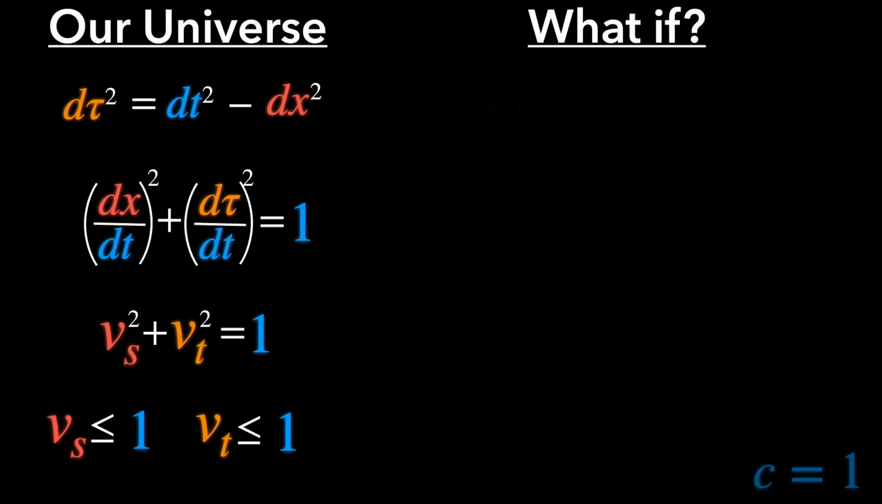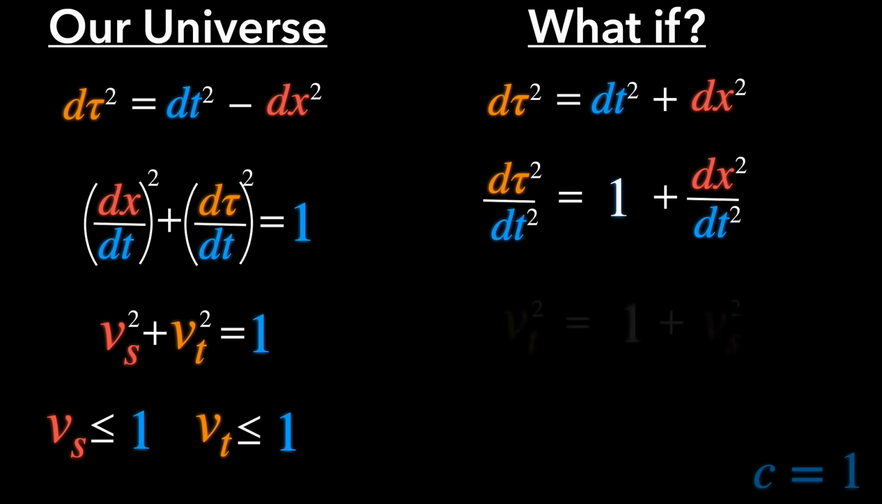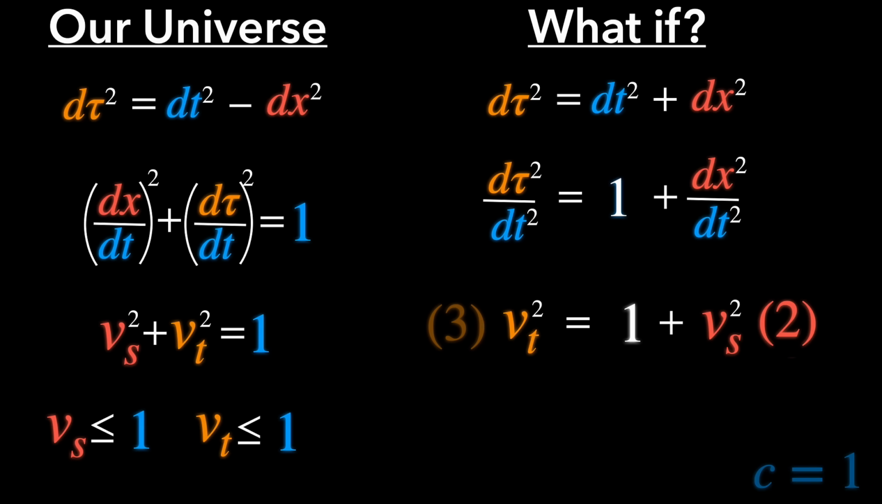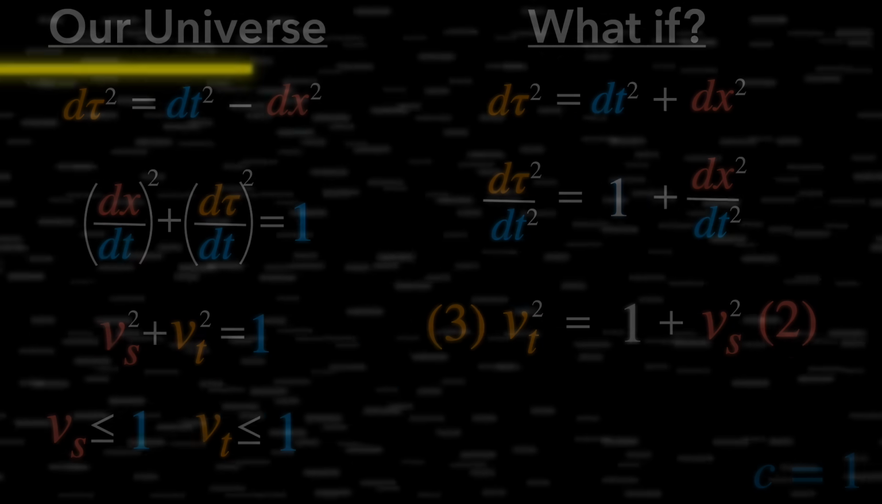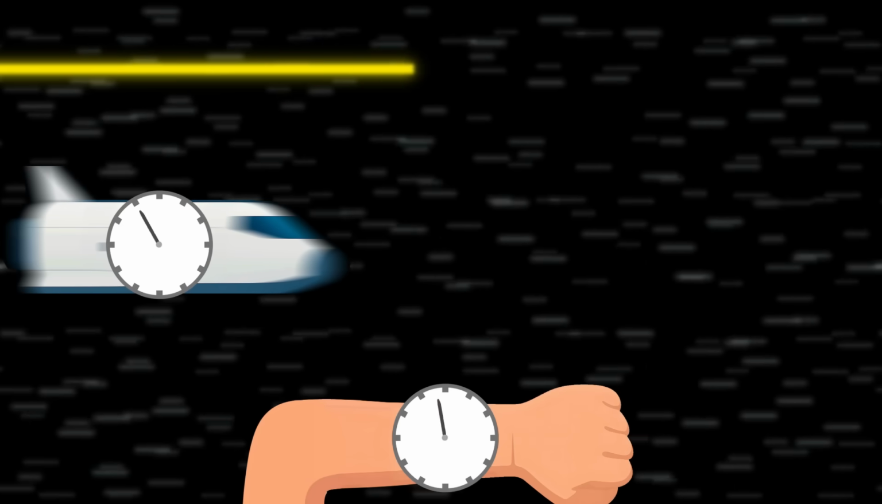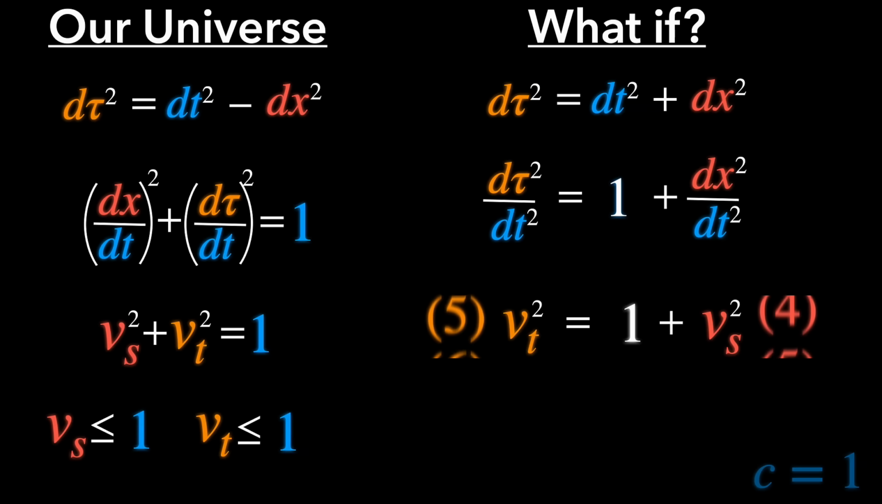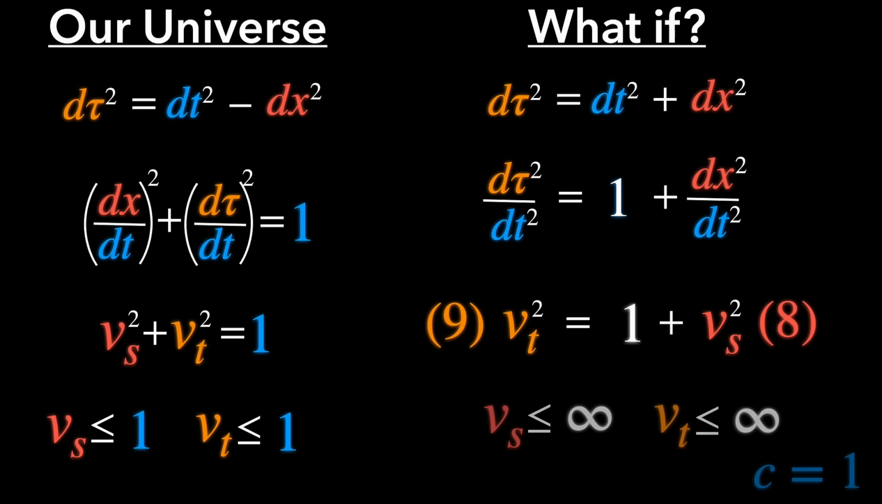But if there was a plus sign, then after rearranging, look, we see that that restriction goes away. For example, the speed through space can be 2, and that would make the speed through time 3, meaning we could see things traveling at twice the speed of light, and they would be aging thrice as quickly as we do. The speed through space and time could be as big as possible. There would be no more restrictions.